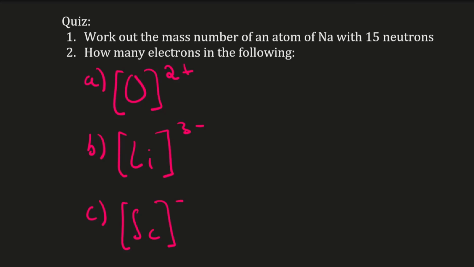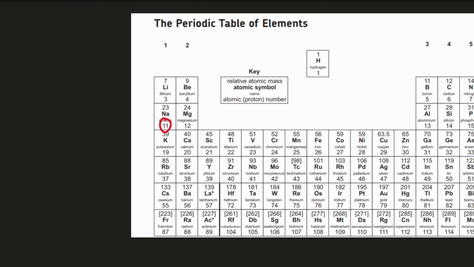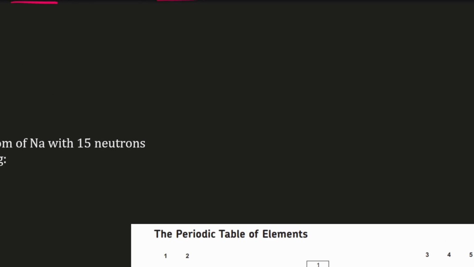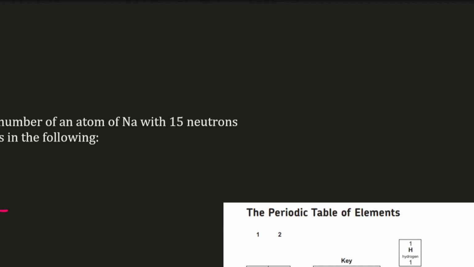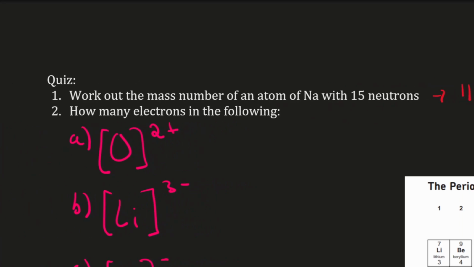So question 1 then, work out the mass number of an atom of sodium with 15 neutrons. And so if we actually are going to put in the periodic table here, just to show how we use it, bring it in over here. So sodium, we can see, has a proton number of 11, as you just mentioned before. And therefore, if the atom of sodium has 15 neutrons as well, then the total mass number would be 11 protons plus 15 neutrons, and that should give you 26 for the mass number. Okay, so it would be an isotope of sodium, a very heavy one.